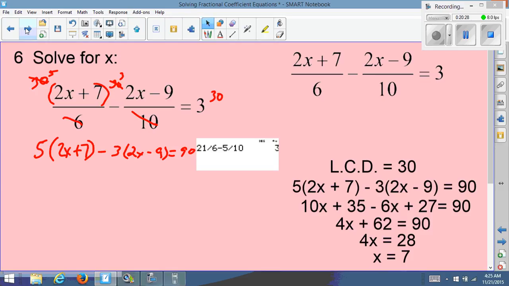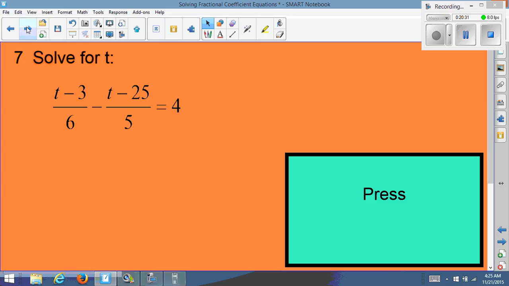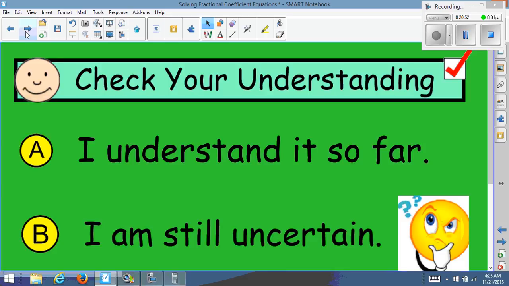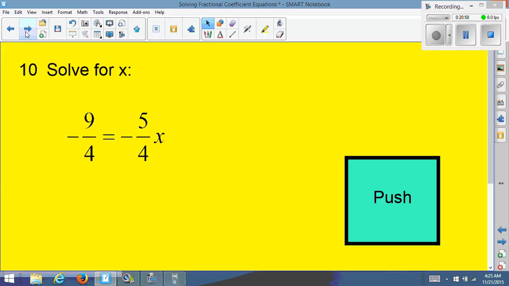So here's a question for you. It's similar. Solve for t: t minus 3 over 6 minus t minus 25 over 5 equals 4. So see if you can get that one. Here's another question for you. 10 equals x over 3 plus x over 7. So good practice. Check your understanding. See if you understand it so far. If you don't, write down your questions, watch the video again, and I'll be glad to answer them.